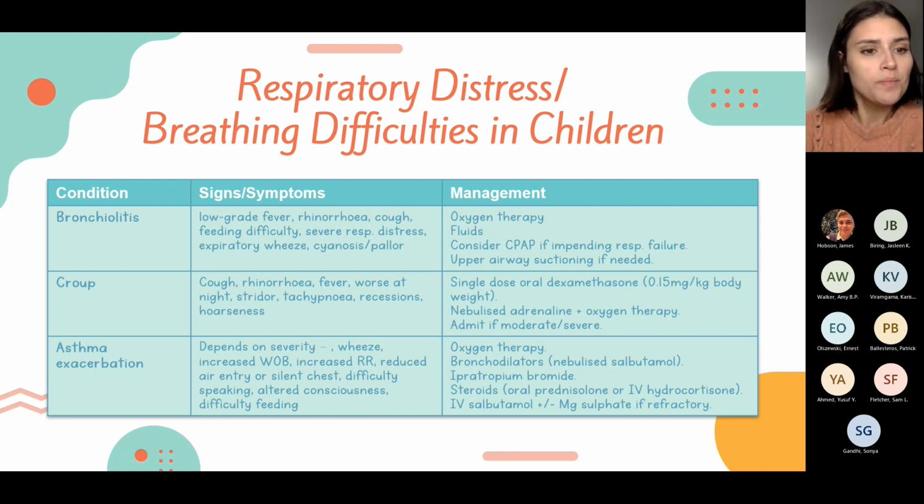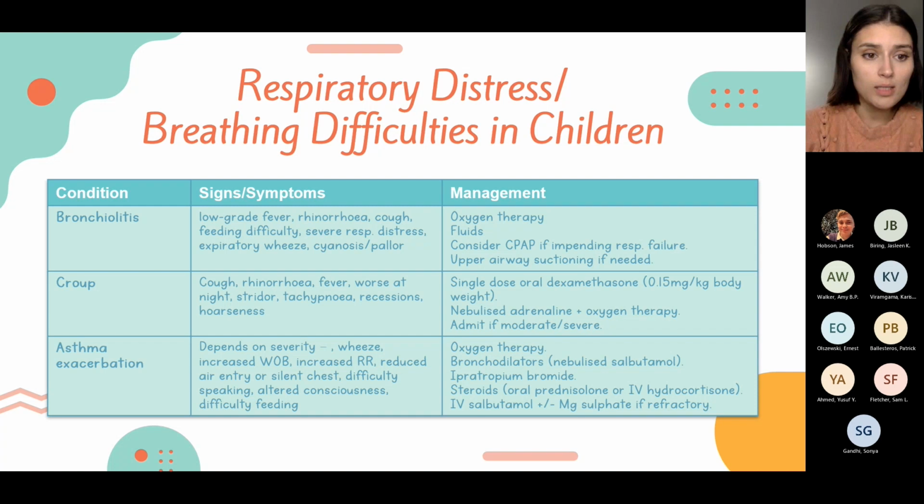So then we've got croup. These are the symptoms presenting with. Importantly, they'll probably have a stridor. Older kids, they'll have a hoarse voice, but that's a fairly late sign. With that, you want to give a single dose of oral dexamethasone if they can tolerate it. And then usually you just do that, send them home with safety netting, to be honest. If they need a bit more supportive therapy, then you'll give them nebulized adrenaline and oxygen if they need it to keep their SATs up. And then if it's moderate to severe, then you want to admit them.